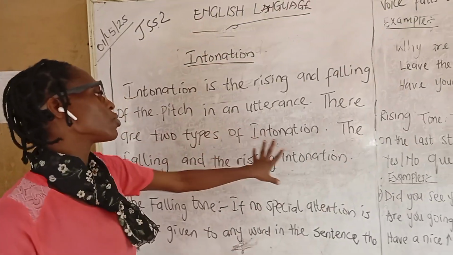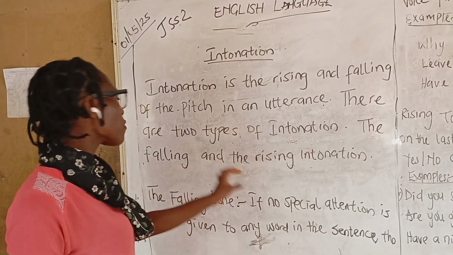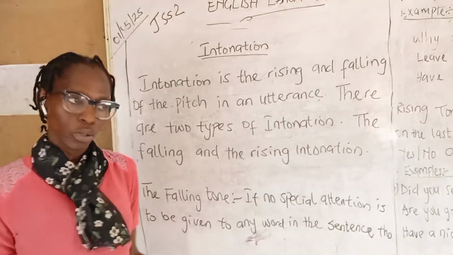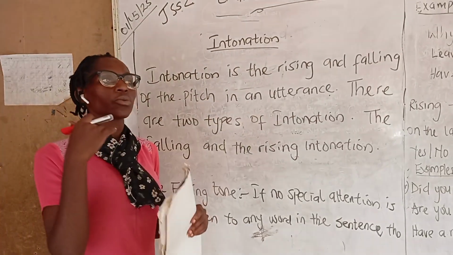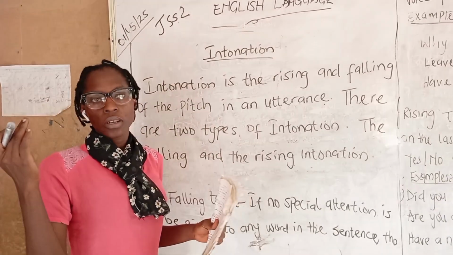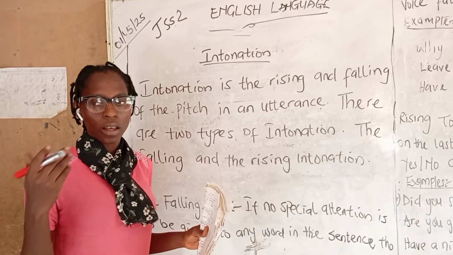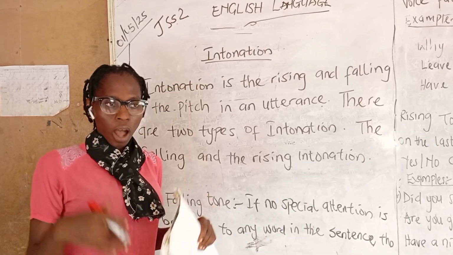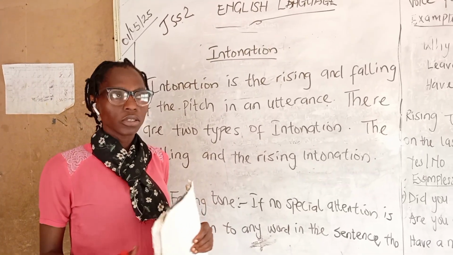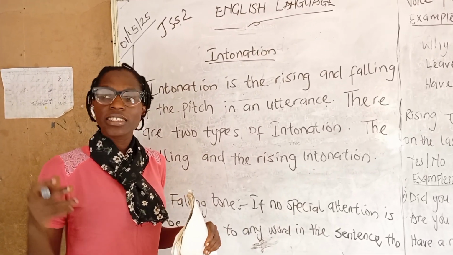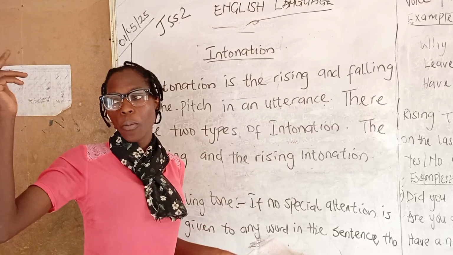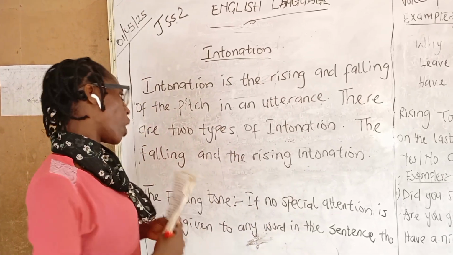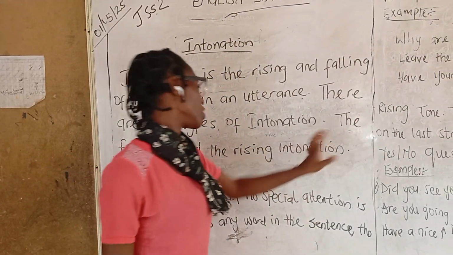So there are two types of intonation. We have the falling and the rising intonation. When it rises, that means it goes up. So if I say, "jump up," that jump goes up. When I say up, it comes down. So, jump up, sit down. Sit goes up, while down comes down. So, the falling and the rising intonation.